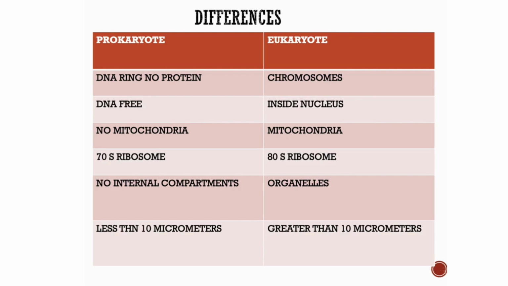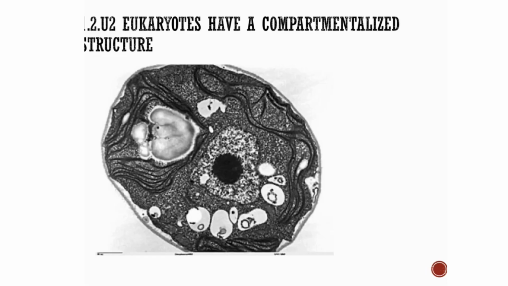Prokaryotes have a 70S ribosome, but eukaryotes have an 80S ribosome. In prokaryotes there are no internal compartments, but in eukaryotes there are organelles with their own membrane. Prokaryotes are less than 10 micrometers, but eukaryotes are greater than 10 micrometers. So eukaryotes have a compartmentalized structure.